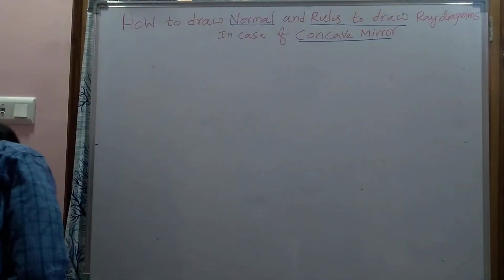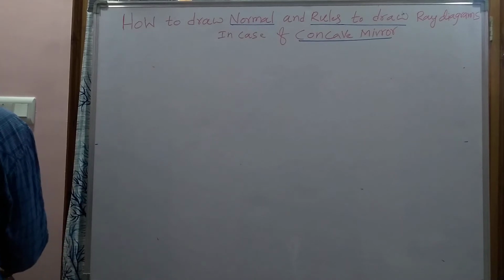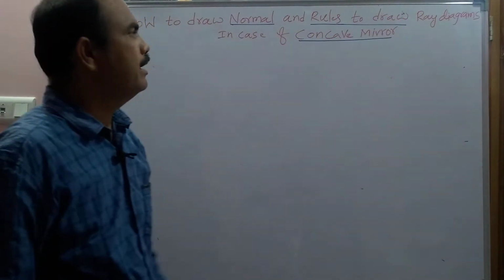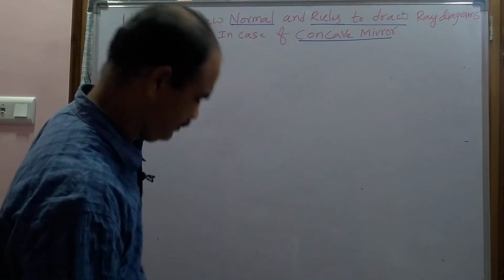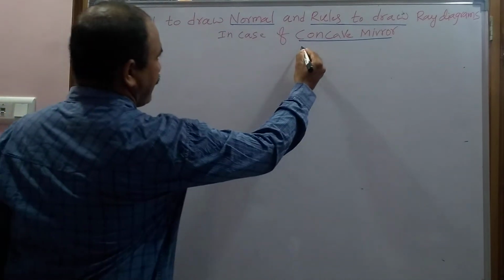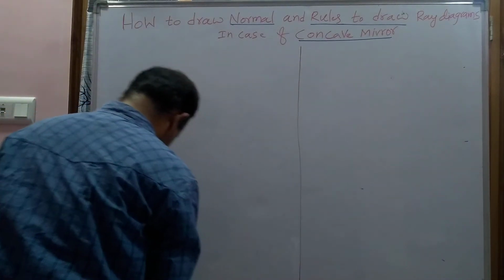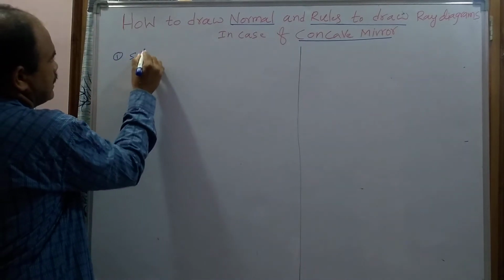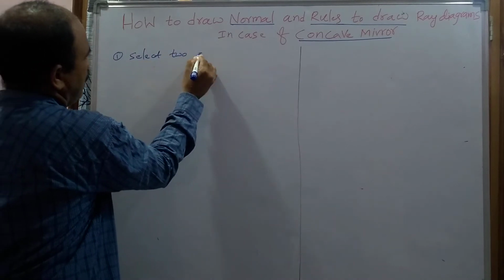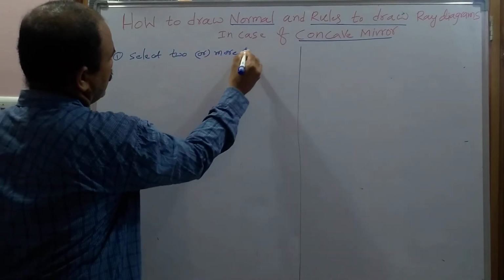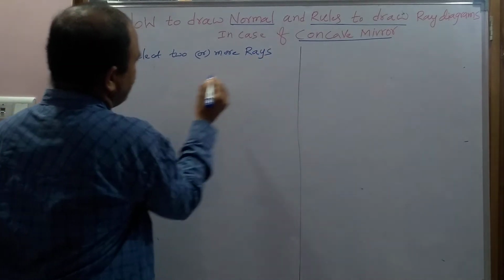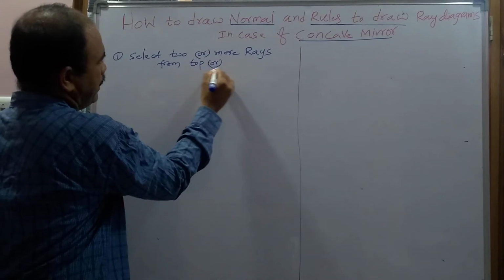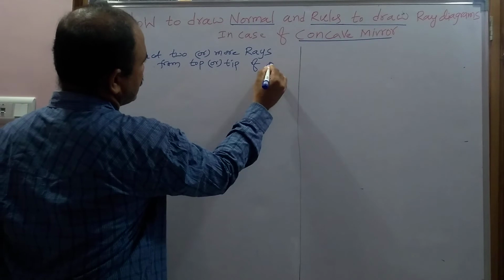So next I am explaining the rules to draw a ray diagram in case of convex mirror. The first rule is: select two or more rays from the top or tip of the object.